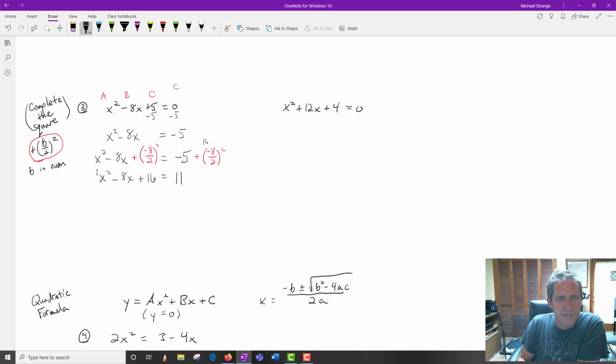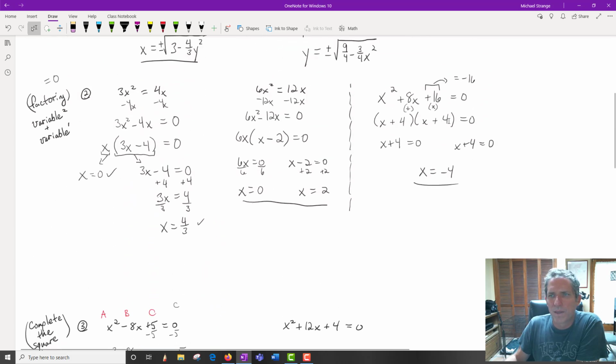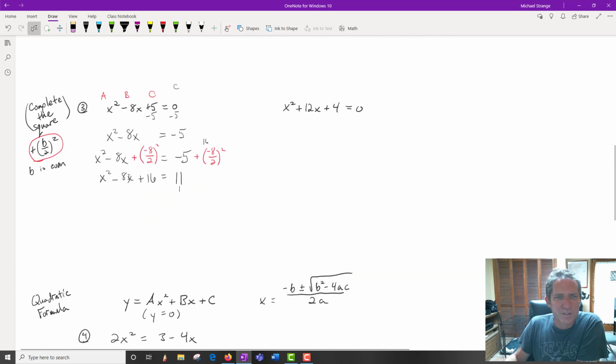When we do this little trick of adding b over 2 squared, it gives me what's called a perfect square. So it's similar to the example that I gave you up here. This is a perfect square, so it comes out to x plus 4 squared. So this is easy to factor. This is just going to be x, and since that's negative, it's minus 4 squared is equal to 11.